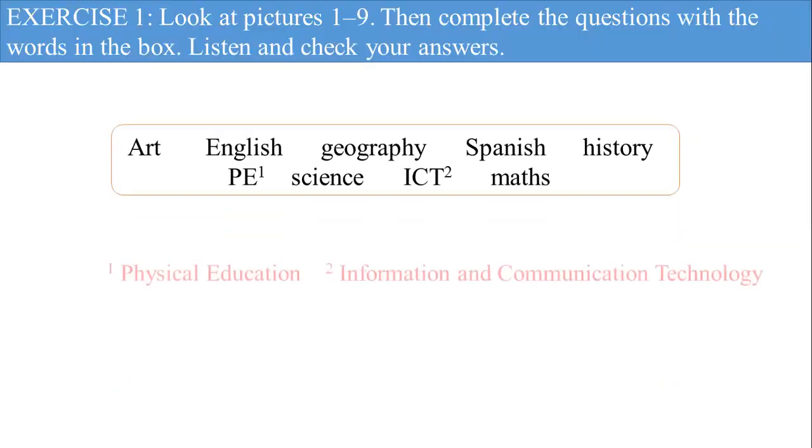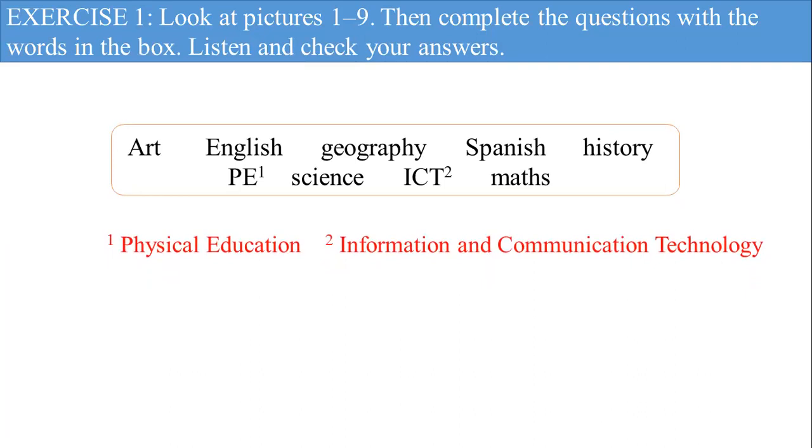Now, look at the pictures. I'd like you to remember some subjects. Art, English, Geography, Spanish, History, PE, Science, ICT, and Math. PE is the short form of Physical Education. ICT is the short form of Information and Communication Technology.